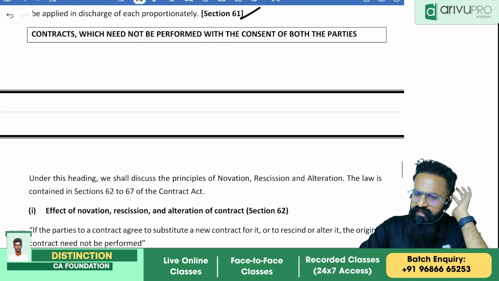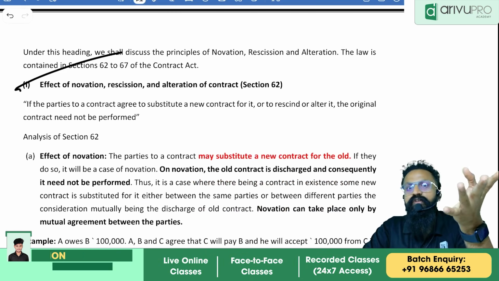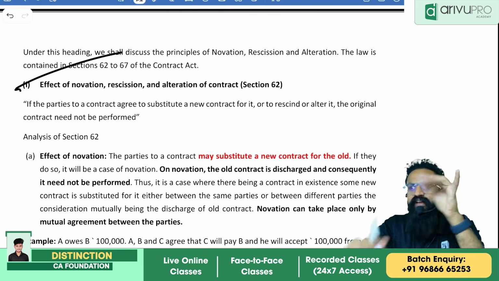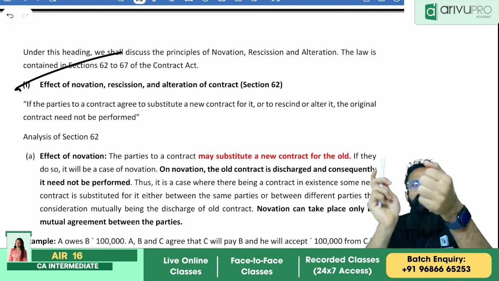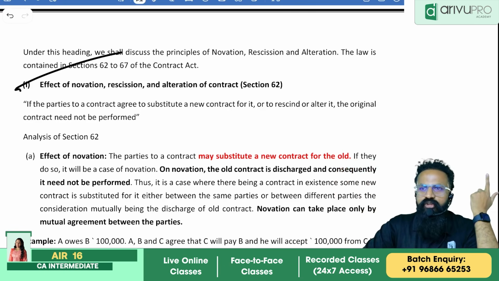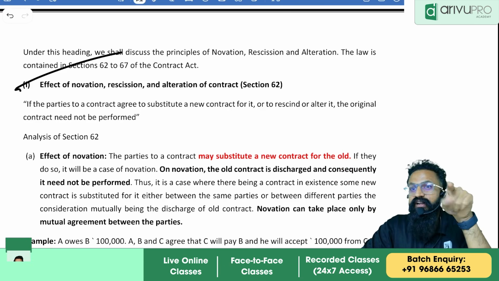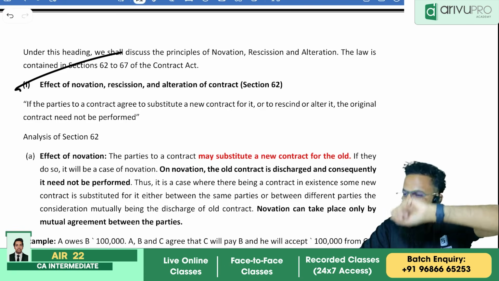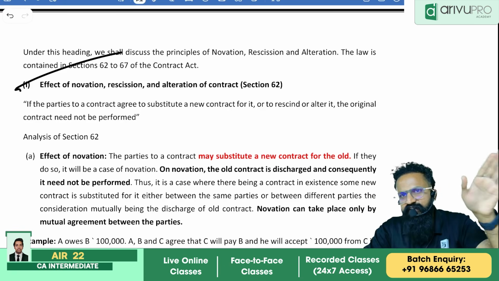Okay. Contracts which need not be performed. Section 62, nothing but mutual agreement. In mutual agreement, you saw 3: novation, alteration, rescission. Novation is where the old contract is replaced by a new contract, which happens whenever there is a change in parties. Alteration is a change in terms. Rescission is cancellation of a contract. So these 3 contracts need not be performed.